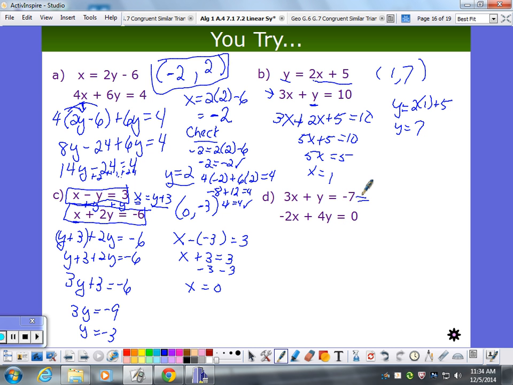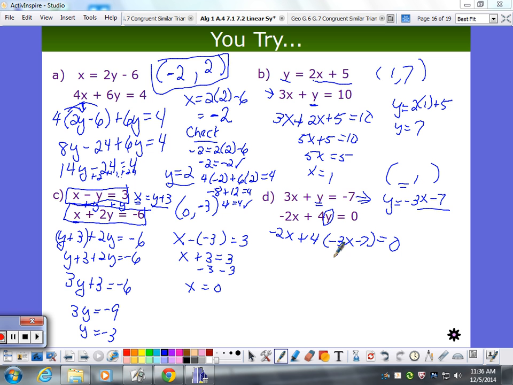Okay, for the last one, I would probably solve this one for y. Subtract the 3x. Okay, finish this. Take that y. It's going to become that, in parentheses. Absolutely. And see if you can solve that equation. Did we get for part D, negative 2, negative 1? Yes. And you didn't need me to tell you that, right? Because you verified your solution and it was correct.